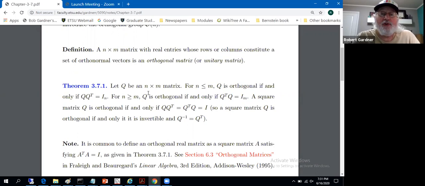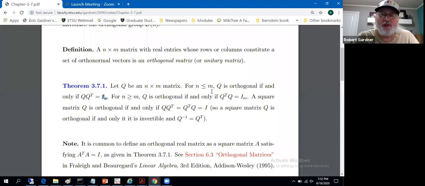Okay, let Q be an n by m matrix. For n less than or equal to m, so for n the smaller of the dimensions, we're saying there's fewer rows than there are columns in matrix Q. Q is orthogonal if and only if Q times Q transpose equals I sub n, the n by n identity matrix. And this is the identity matrix of the smaller dimension of the two, as determined by the product Q times Q transpose. But notice this involves I sub n, where n is the smaller of the two dimensions of matrix Q.